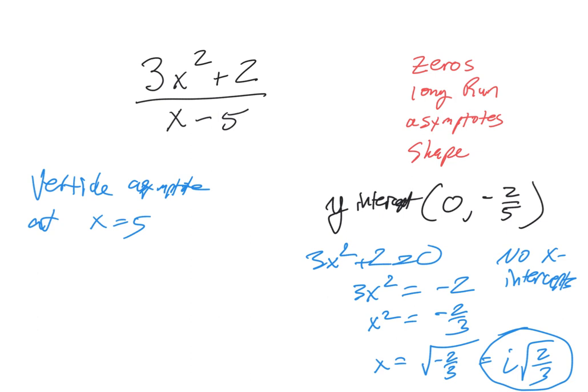And then shape. Oh, and then long run. I'll do long run behavior first. Long run behavior is always determined by the coefficient of the largest power. In this case, my largest power is in the numerator, squared. And really when I'm doing long run behavior, I'm going to look at the numerator and denominator together. I'll do that as a separate little fraction down here: 3x squared over x.